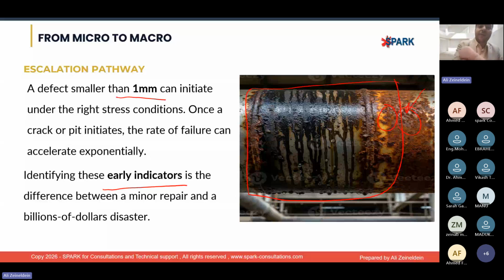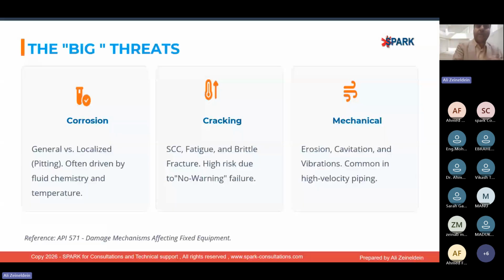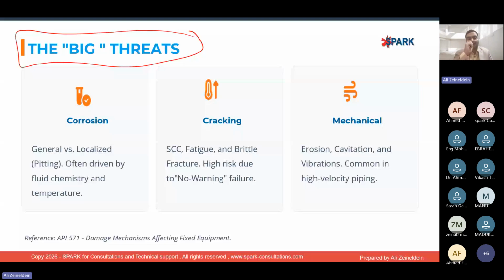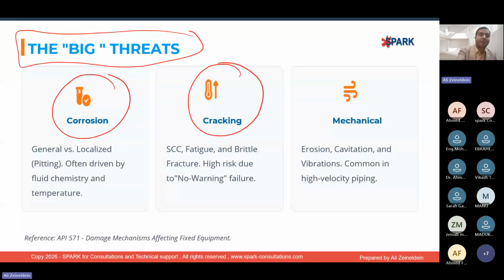Here we are talking about the big threats. What do we mean by big threats in the oil and gas industry? Any damage in the oil and gas industry will be related to one of three causes. For example, the first big threat is corrosion, for example general or localized, sometimes driven by fluid chemistry and by temperature. So this is the first one.